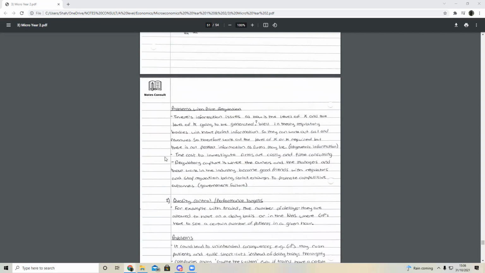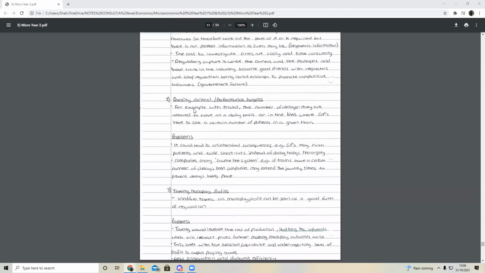Problems with price regulation. You have to think about how the level of X and K is going to be generated. How do they come up with these numbers? And how do you know these numbers are accurate? There might be asymmetric information because you need perfect information to actually know the correct numbers. The cost to investigate firms is costly and time consuming, and there might be regulatory capture. Do you know what that is? Yeah, it's when the regulators build a bond with the firms and become complacent.